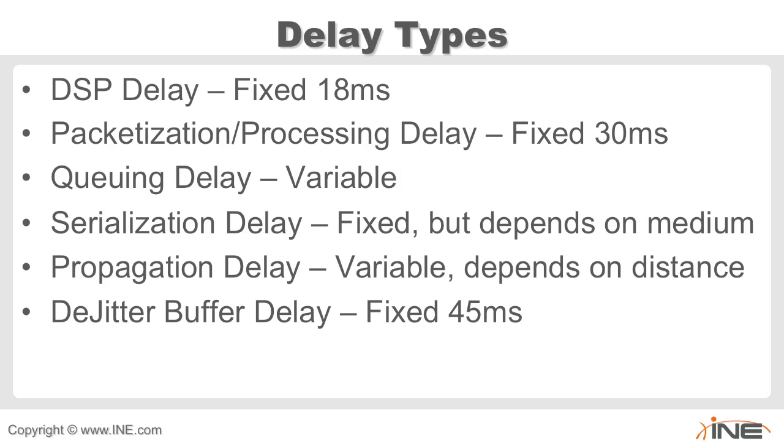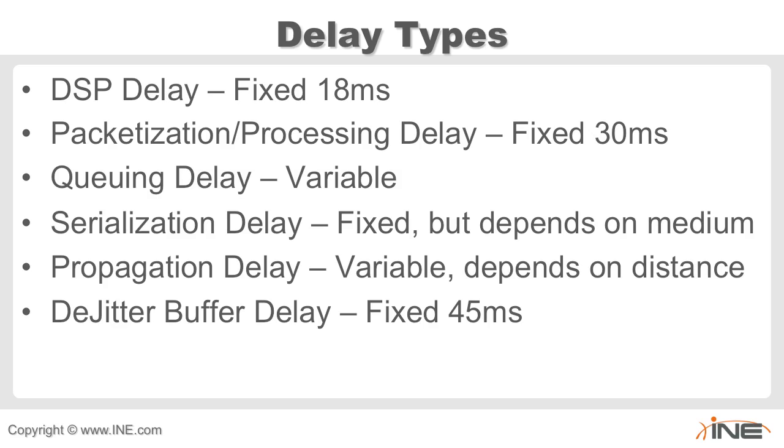This is going to be variable, depending on the congestion. Serialization. This is fixed. How long does it actually take to turn that signal into electrical pulses for the actual line? Serialize it. It's fixed, but it depends on the medium. Then we have propagation delay. Again, this is variable, depending on the distance. And then we have the dejitter buffer. At the other side, the receiving side, they're going to have a dejitter buffer to try to deal with the variance in delay, the differences in the different delays. So this is a fixed 45 milliseconds.